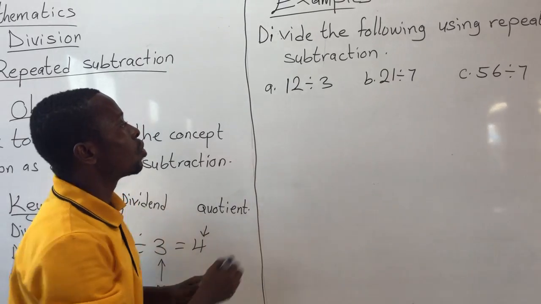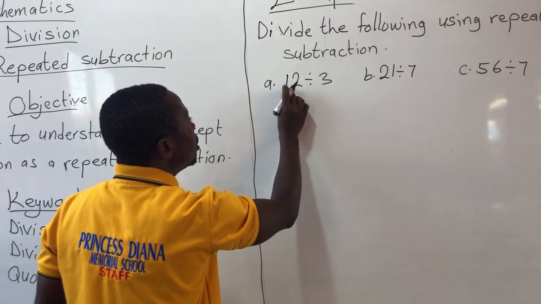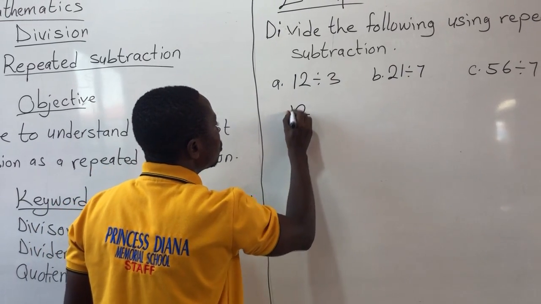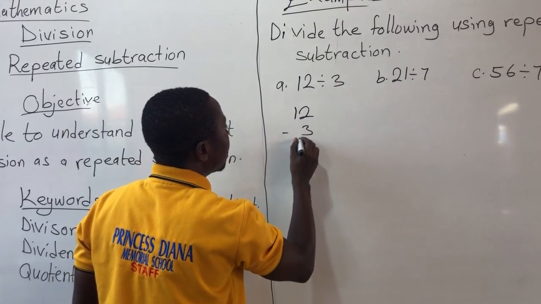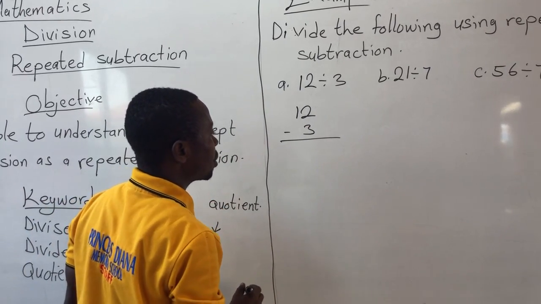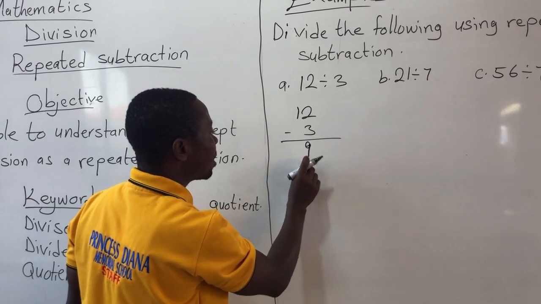Let's take our first example. We have 12 divided by 3. So we have 12 minus 3, we draw our line. 12 minus 3 will give us 9. Now we continue with repeated subtraction.